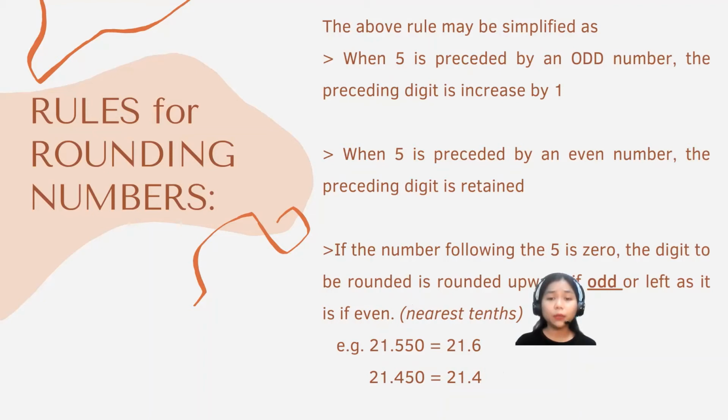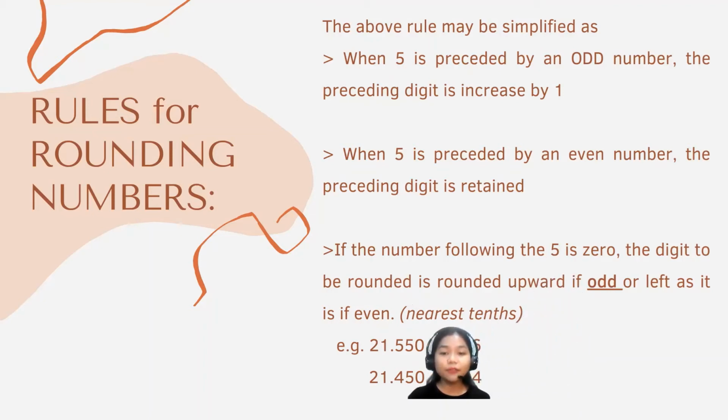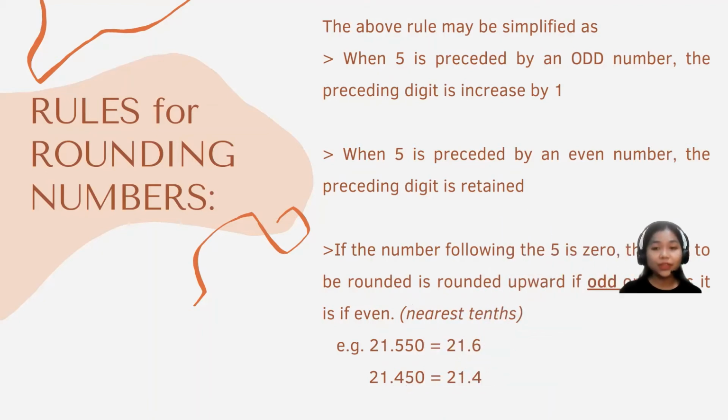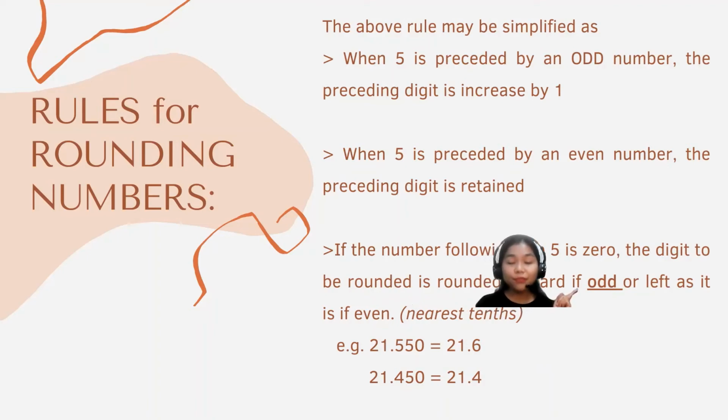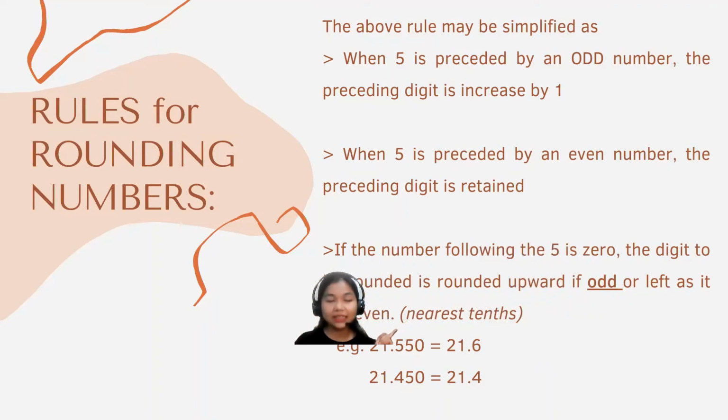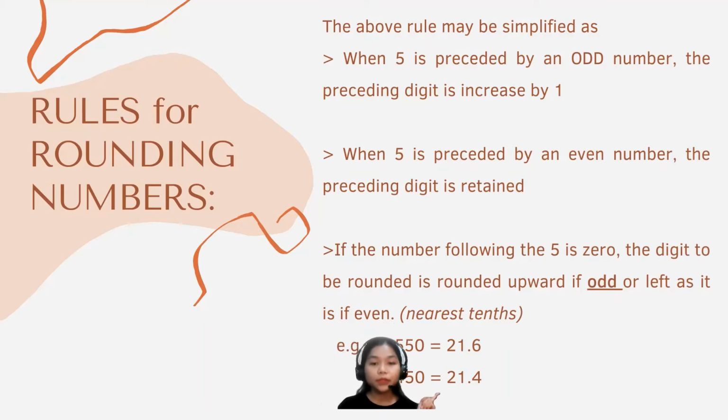How about 21.450? So nearest tenths again, 4 is an even number followed by 5 and we have 0. So since 4 is an even number, we just retain it, or the statement here is left as it is since it's an even number. So the answer for this is 21.4.